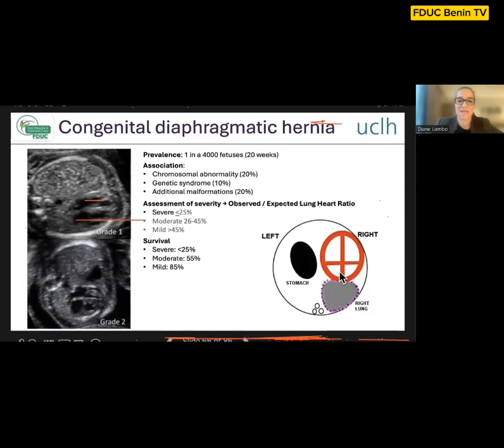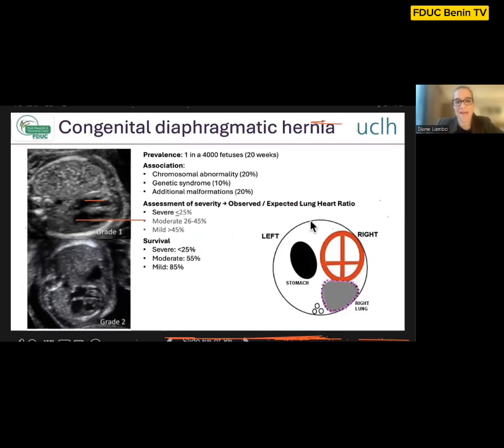So that's measured here. So this big red thing, you've got the heart, you've got the stomach, which has come into the thorax, and you're measuring the right lung, which is sort of pushed down and squashed as a result of herniation of the abdominal contents and deviation of the lung. Now, essentially, the smaller the contralateral lung is, the worse the prognosis. And that's as a result of what we call pulmonary hypoplasia. So the lungs are underdeveloped.